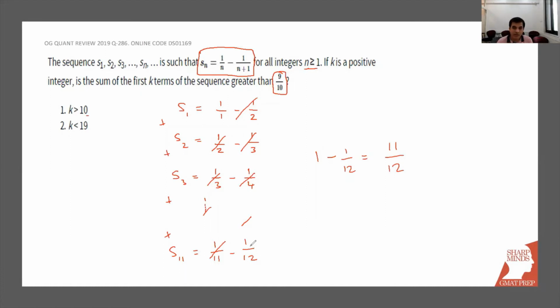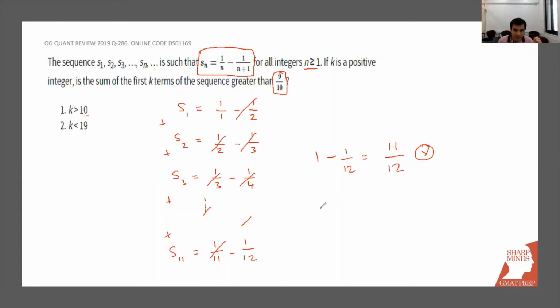The question is, is 11 over 12 greater than 9 over 10? And clearly the answer is yes. So at the lower end of the possible values for k, we are starting off with a yes answer. As we increase k to 11, 12, 13, 14, 15, it can be any number above 10.